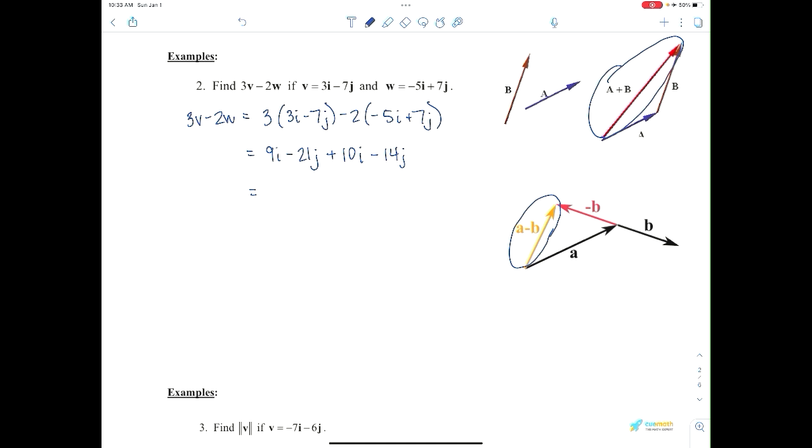For our i, we have 9 plus 10, so 19i. For our j, we have negative 21 and negative 14, so that gives us negative 35j. So this is the vector we would get by taking 3v minus 2w. We end up with a vector 19i minus 35j.